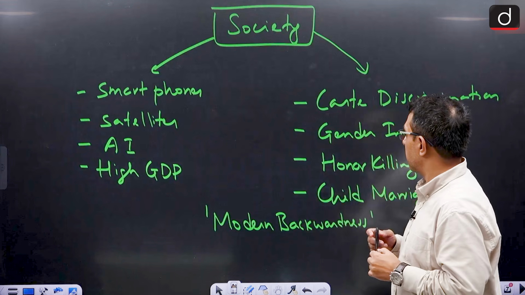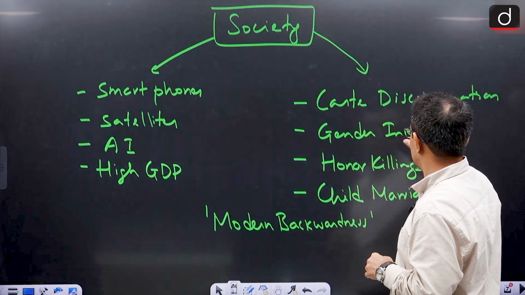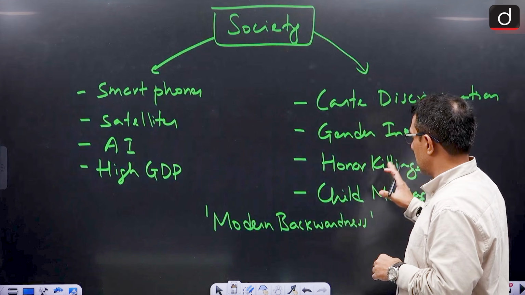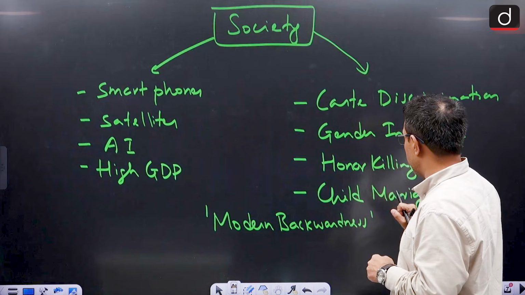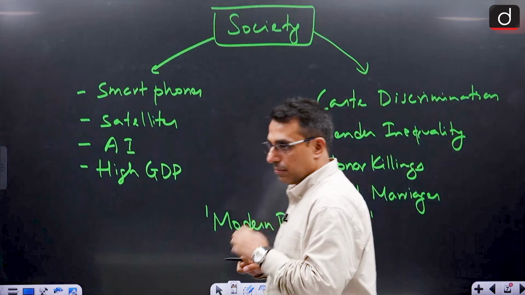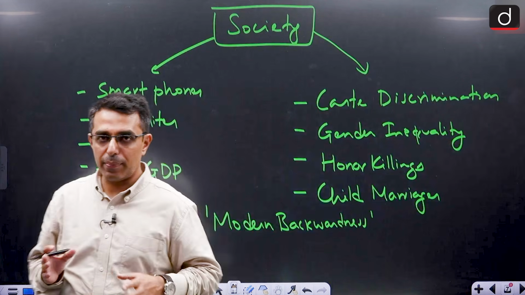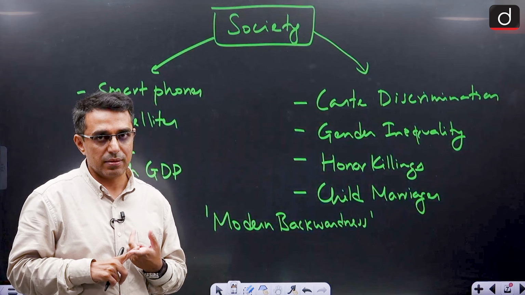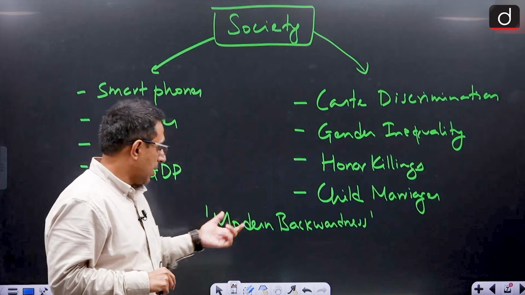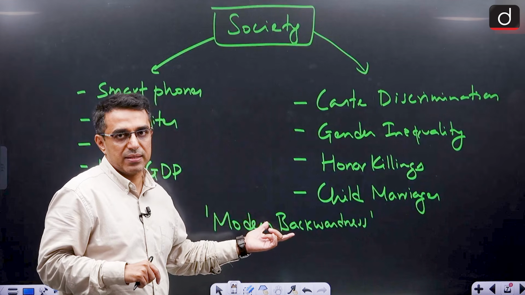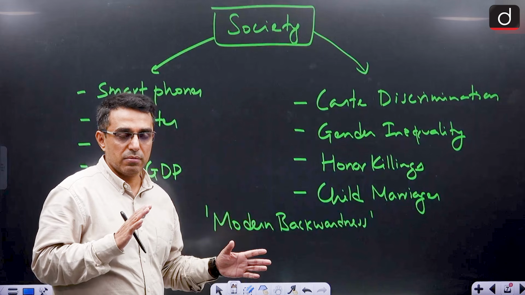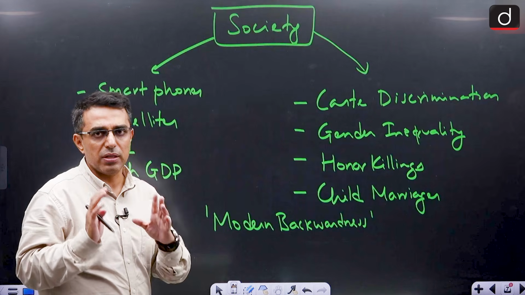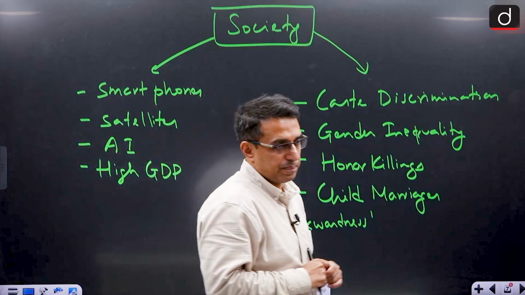But at the same time, we still have caste discrimination, we have gender inequalities, we have things like honor killing happening, and practices such as child marriages also happening. So that shows that oxymorons exist in our society, and it is an example of modern backwardness, right? We are modern in certain ways, but we are also backward in some other ways. That is what the theme of the essay is all about.